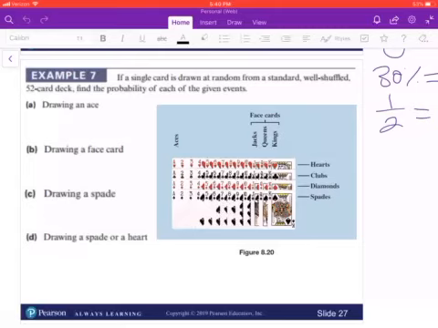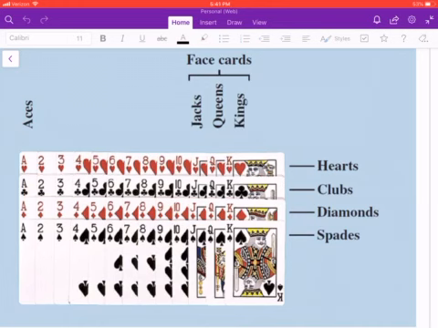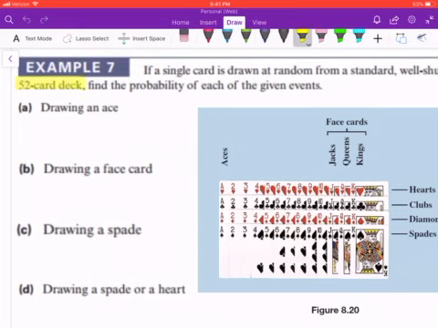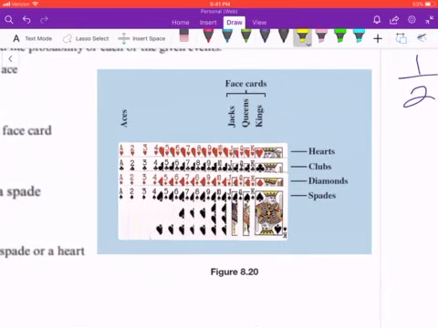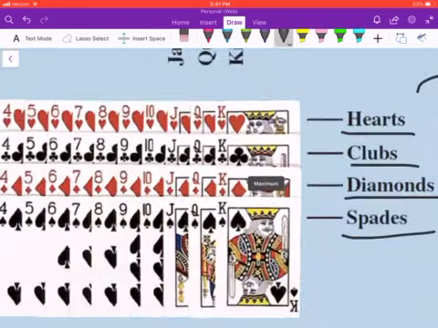This video will cover examples 7 and 8 of section 8.3 Introduction to Probability, and this is for the class Math 1324. So example 7, we have here a regular deck of cards, and the total of a deck of cards is 52. Out of those 52, we have 4 different suits, and those are hearts, clubs, diamonds, and spades, and you can see the shapes here.